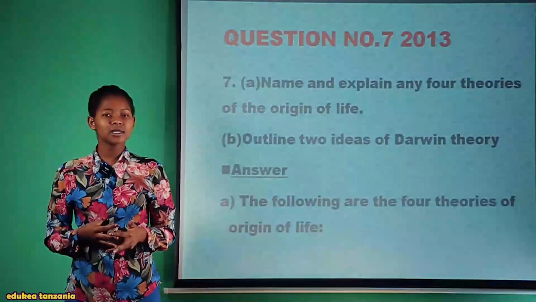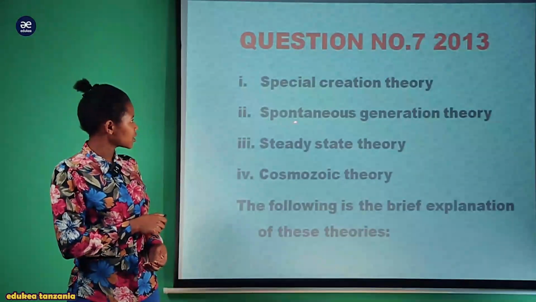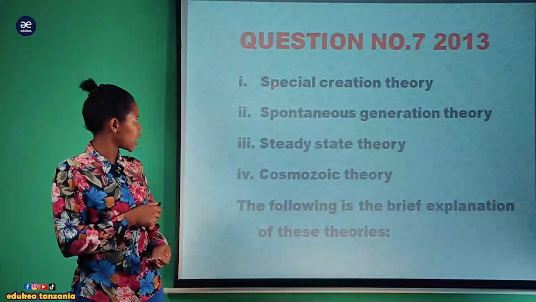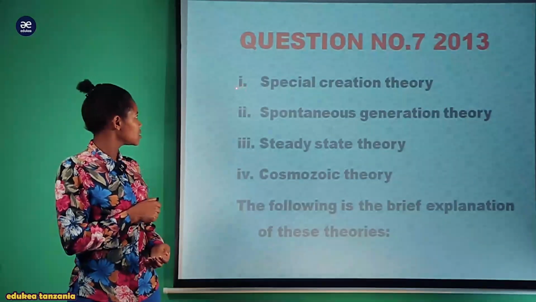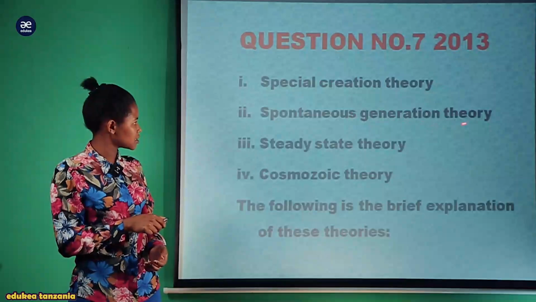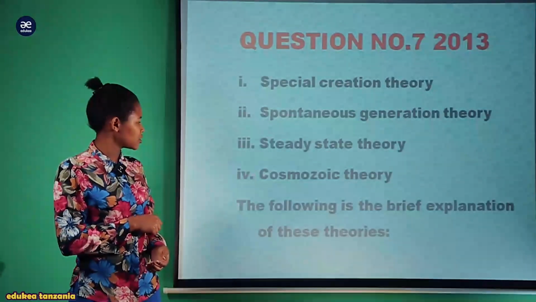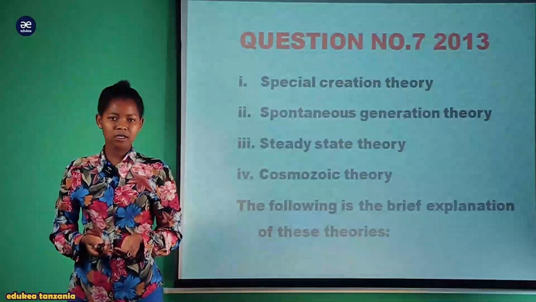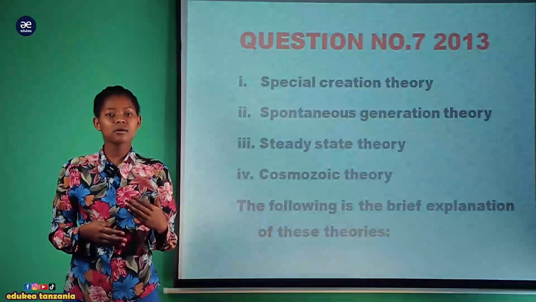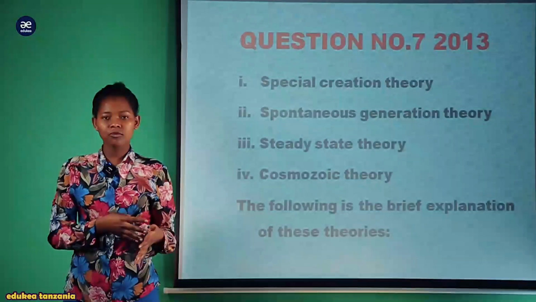Now, my dear student, let's take a look at our solution. You can see the following are the theories of origin of life. They are 4, as the question needs. The first theory is special creation theory. The second one is spontaneous generation theory. The third one is steady state theory. And the final one is cosmozoic theory. So, my dear students, by doing this, you already cover or answer the first part of your question.